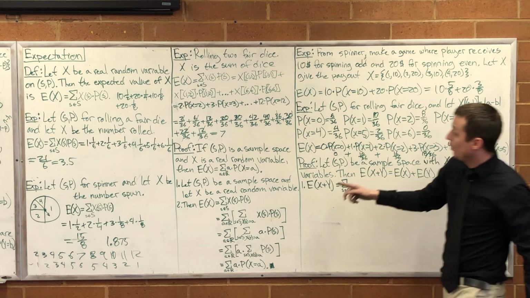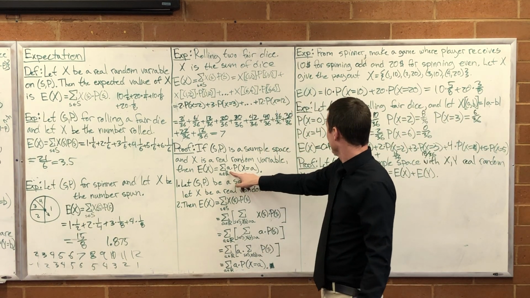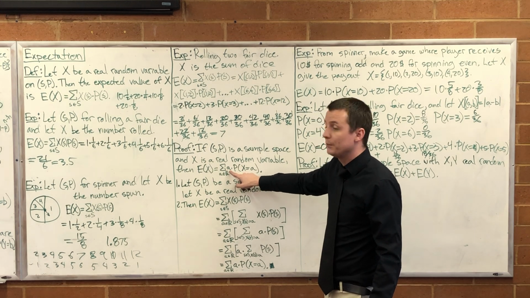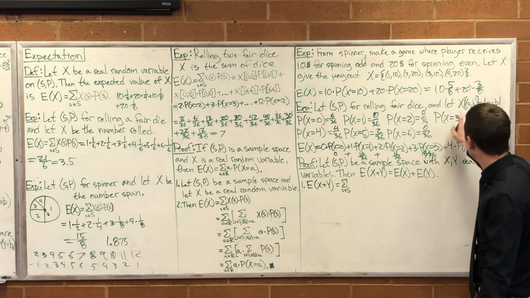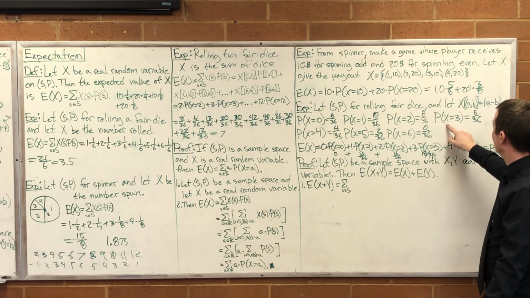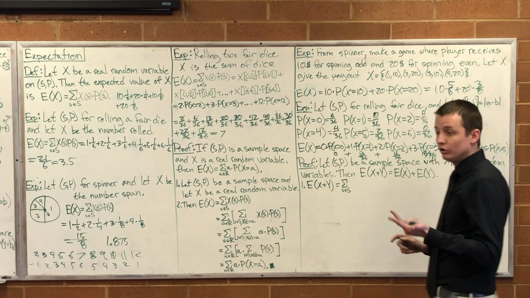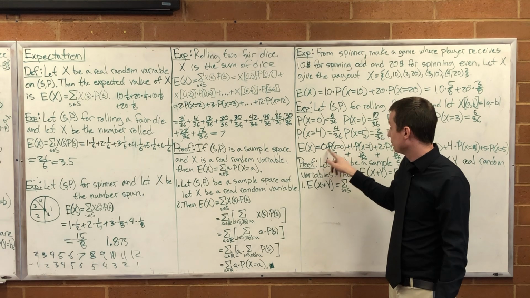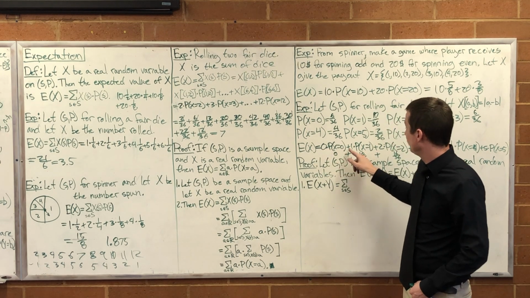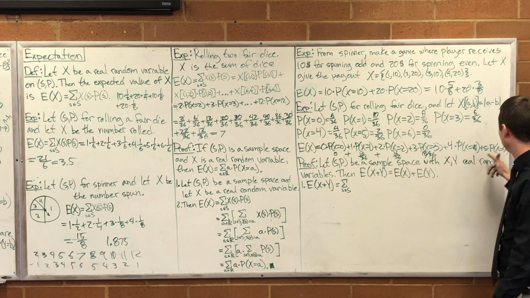Okay, so now we're just plugging in to this formula right here. I'm going to do all my possible outcomes, all the real numbers that I can get to spit out of x. What are all the possible numbers I can get out of there? 0, 1, 2, 3, 4, and 5. So I'm going to do 0 times the probability that I can get a 0, plus 1 times the probability that I can get a 1, plus 2 times the probability I can get a 2, etc.